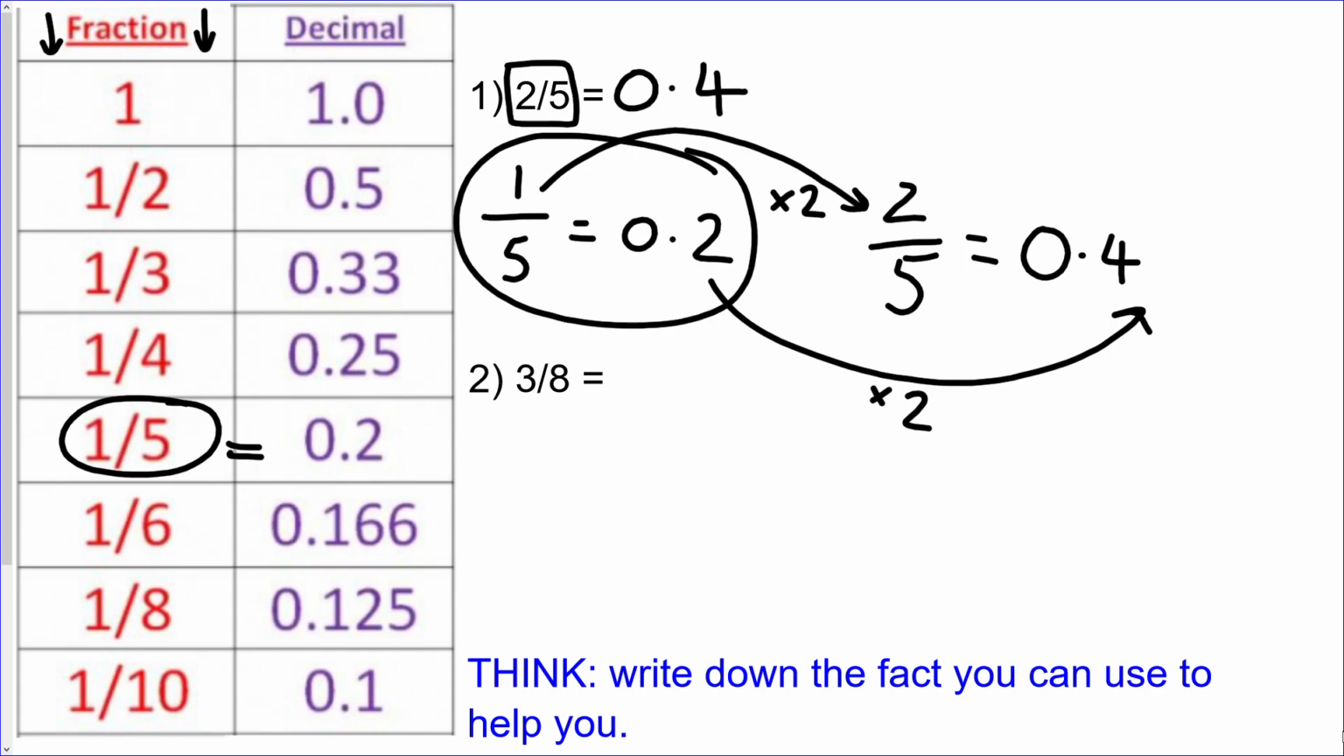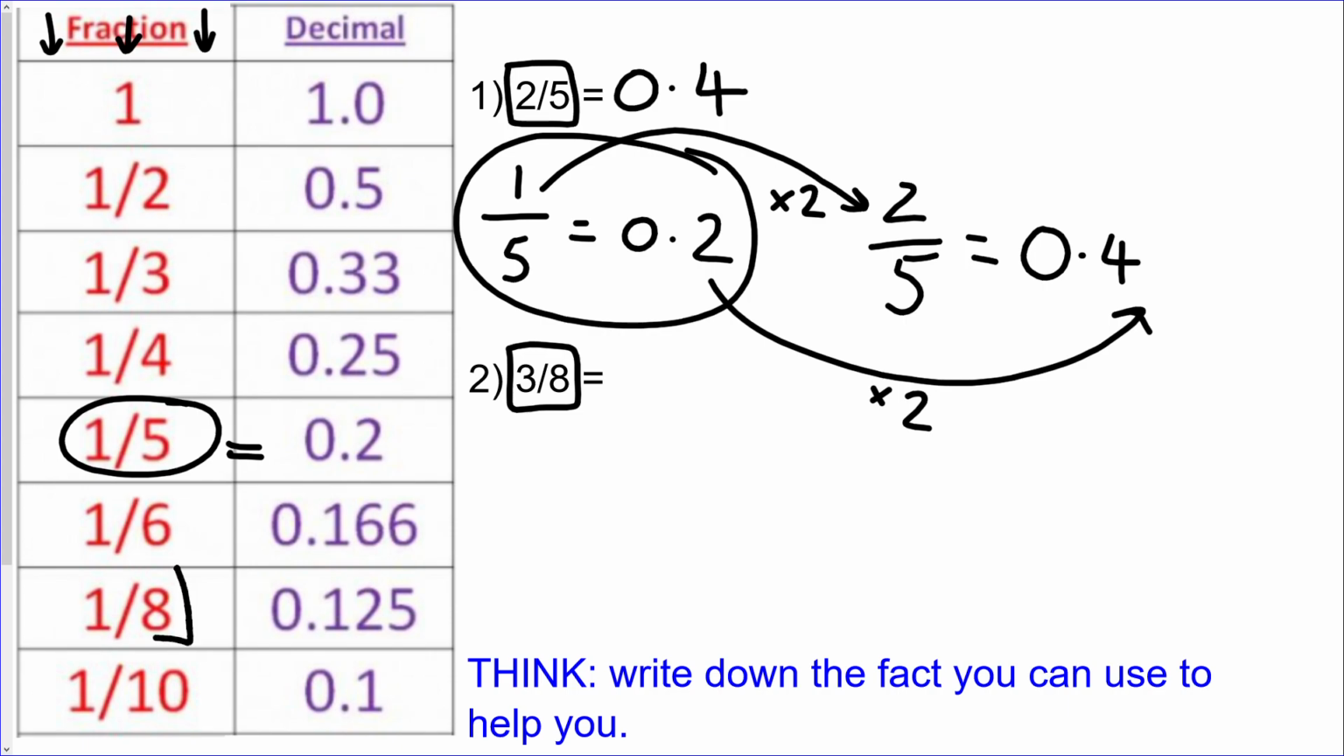The second question here, we are now looking for 3/8. So we are looking for another fraction in our column here. Remember, these are things we should know off by heart, but if you don't, I've put the columns up here to help you. We are looking for another fraction that we can link to 3/8. And remember, we link by looking for the same denominator. They have a common denominator.